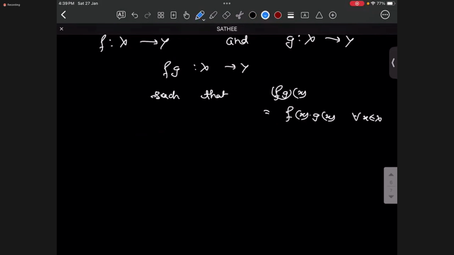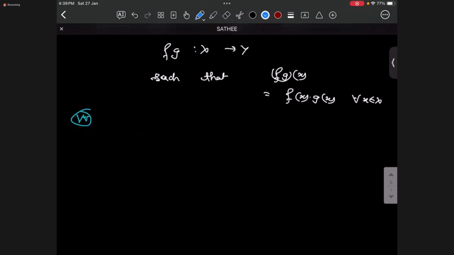And last, we have the fourth algebraic operation. It is division or quotient of two real functions.